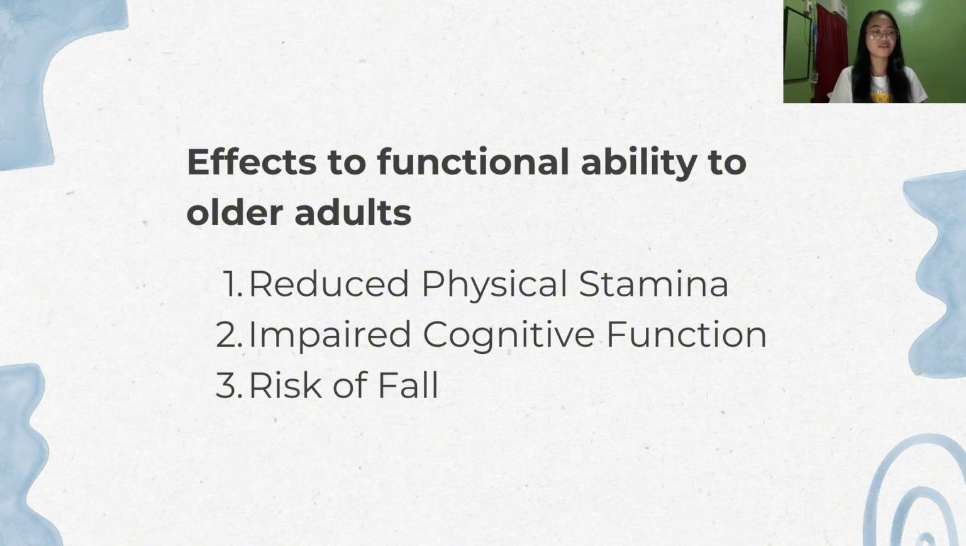Next, we also have impaired cognitive function. There is an obstruction of the normal blood flow. This affects the older adult's ability to manage daily tasks, medications, and self-care. Lastly, we have risk for fall.